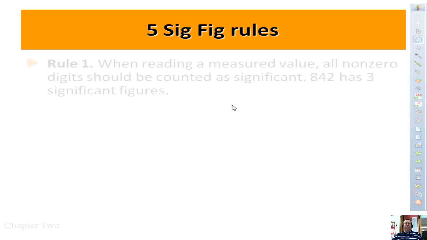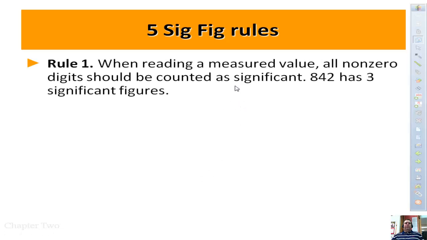Now there's 5 Sig Fig rules. Okay? So it says when reading a measured value, all non-zero digits should be counted as significant. For example, that number 842 has 3 Sig Figs. What I'm saying is all numbers 1 through 9 are significant. So when you look at this number 842, the 8, the 4, and the 2, those are all non-zero numbers. So each one of them counts. So we say that it has 3 Sig Figs.